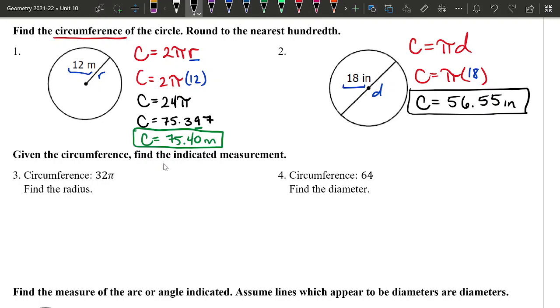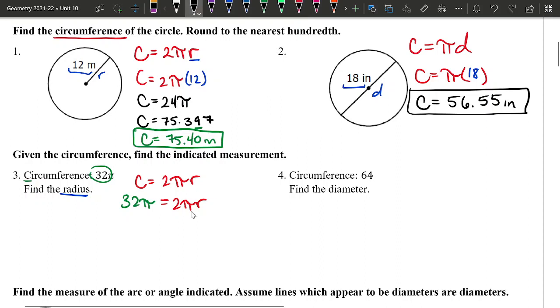So this says, given the circumference, find the indicated measurement. So again, we're still using the same two formulas. Since in number 3, I'm looking for the radius, I want to use the one with the r in it. So C equals 2 pi r. But this time I'm solving for r. I'm given that C, the circumference, is 32 pi. So 32 pi equals 2 pi r.